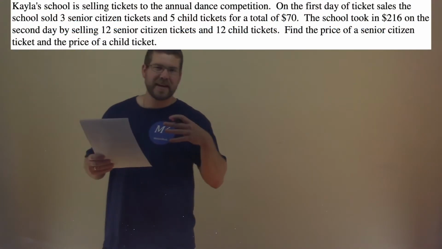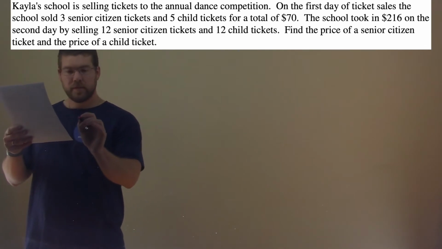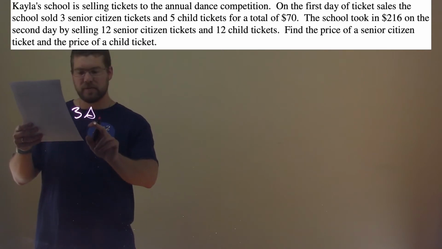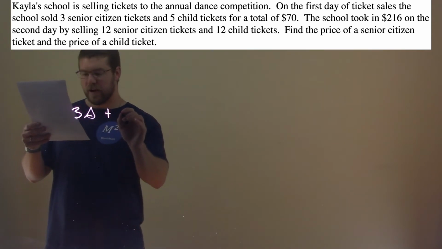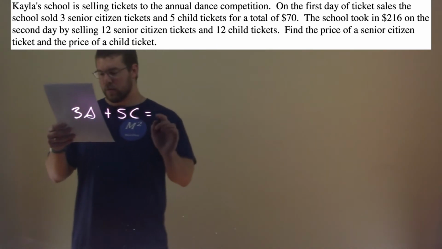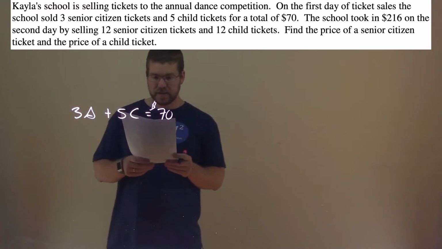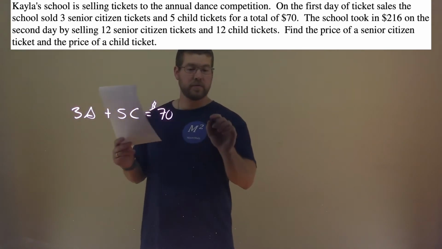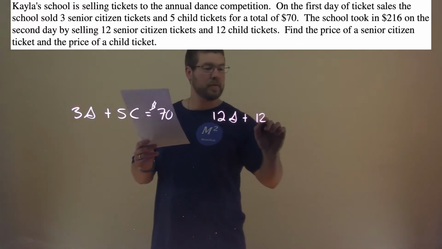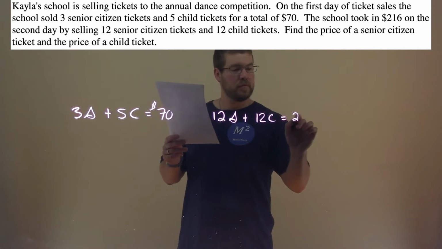All right, so let's make a system of equations here. The first day, the school sold 3, and let's call S the senior citizen ticket. 3 senior citizen, the price of a senior citizen ticket, and they sold 5 child tickets, C being the price of a child ticket. That gave us a total of $70. On the second day, they sold 12 senior citizen tickets, and how many child tickets? 12 child tickets. And for a total price of $216.